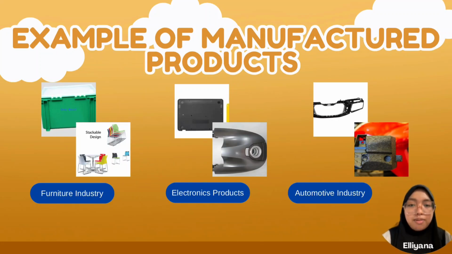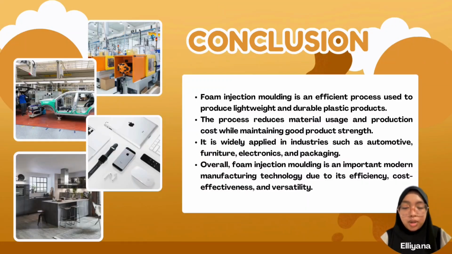For the automotive industry, foam injection is commonly used for components such as bumpers, dashboard parts, and interior panels. Reducing the weight of these components can help improve fuel efficiency and overall vehicle performance. In conclusion, foam injection molding is an effective manufacturing process for producing lightweight yet durable plastic products. It helps reduce material usage and production costs while maintaining good product quality. Due to these advantages, it is widely used in industries such as automotive, electronic, furniture, and packaging. Overall, foam injection molding remains an important technology that supports efficient and sustainable manufacturing.